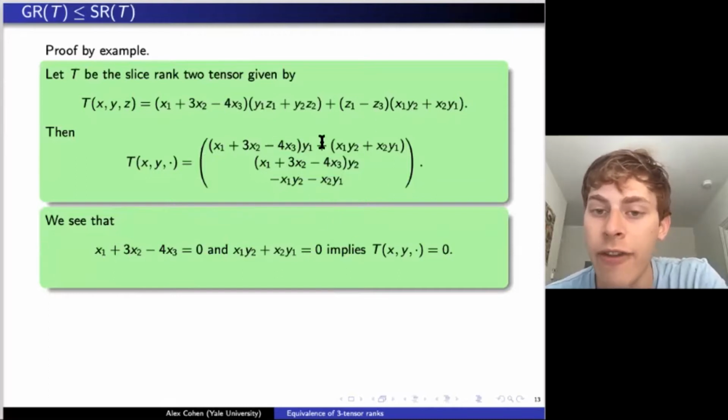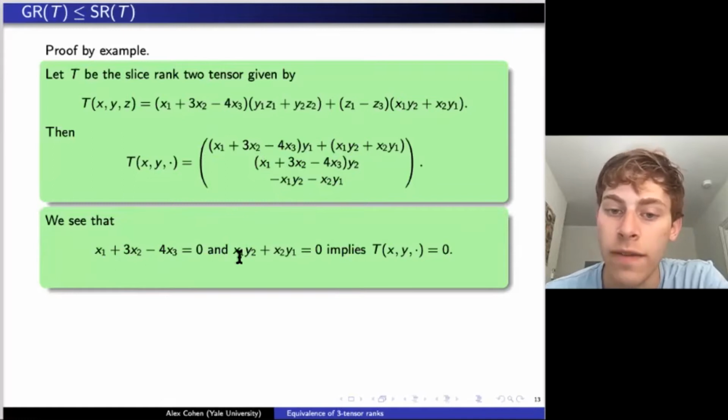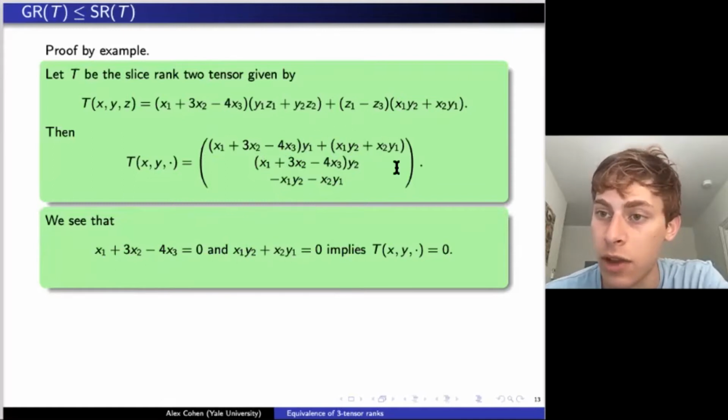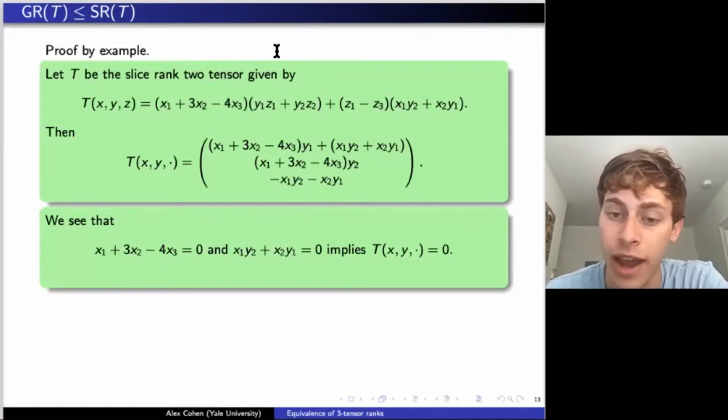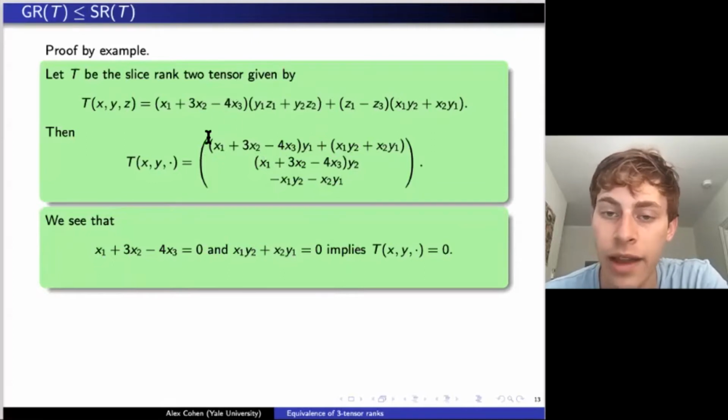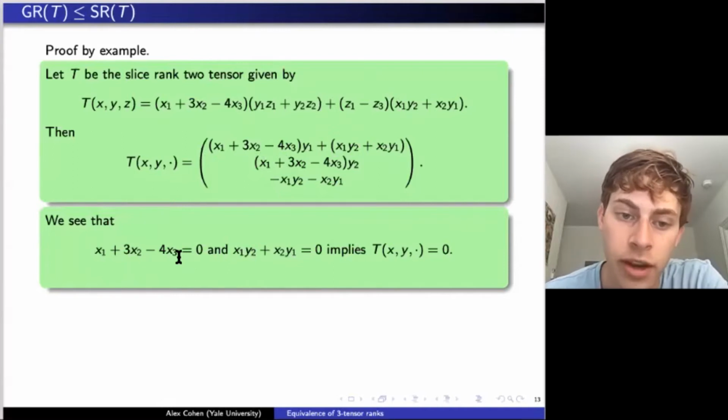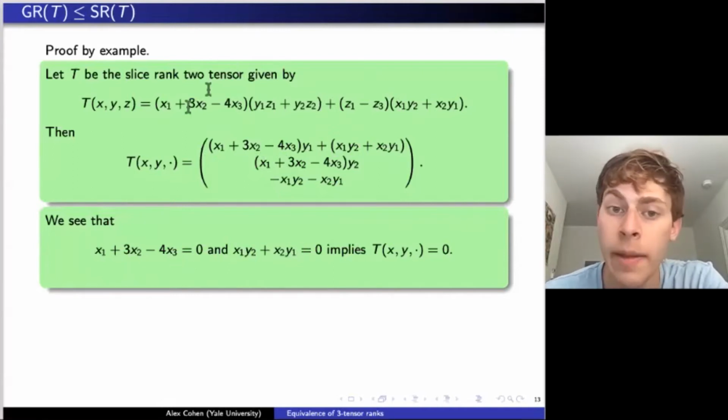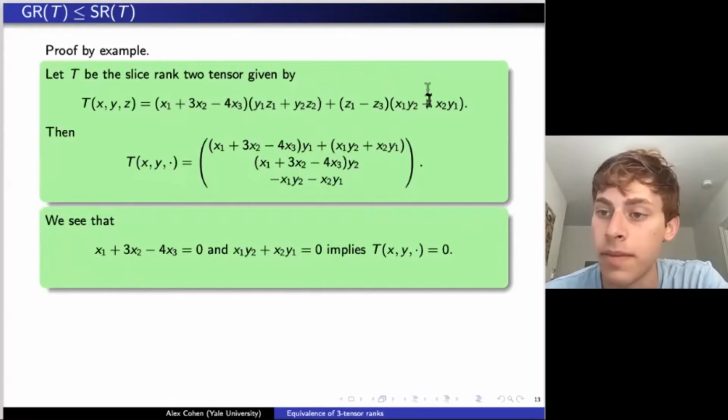And that's because every term here has one of these two functions as a coefficient, as one of its factors. And that's no accident. That's because we chose this linear form in X and this bilinear form in X and Y to each be factors of the two parts of T.